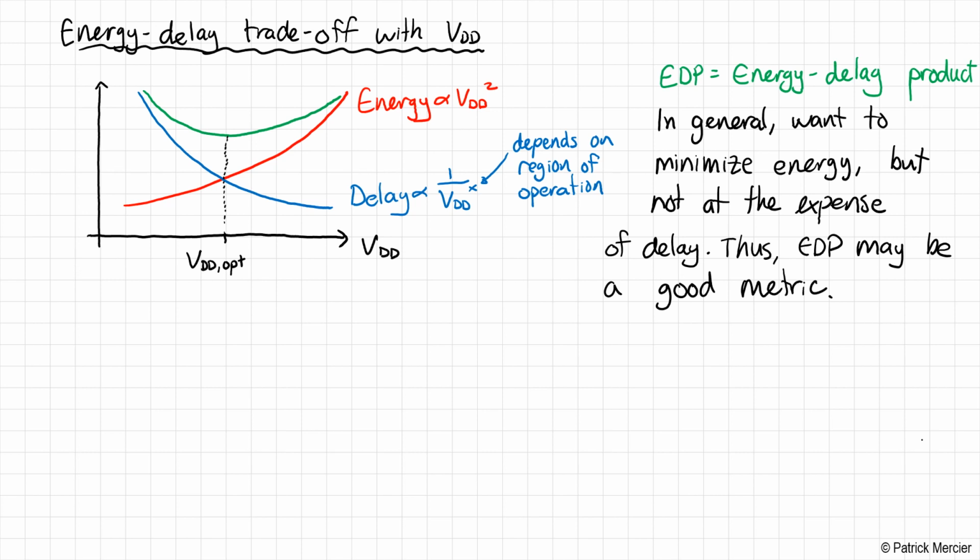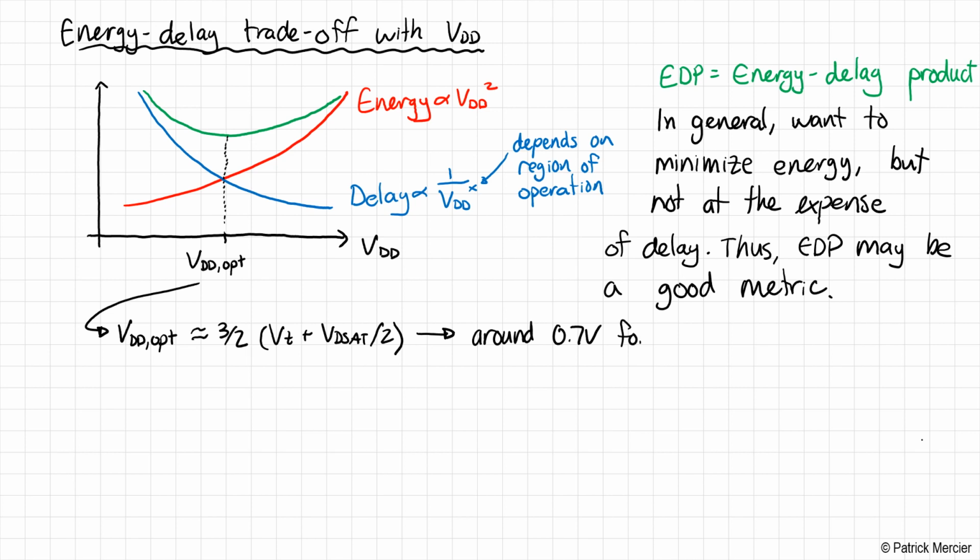Now, if we're looking for the minimum energy point, as we'll describe, that is at a very different supply voltage. If we go ahead and compute what VDD optimal should be, there's a way to derive this. You can check the books for this if you like. It's approximately equal to 3/2 threshold voltage plus VDsat over 2. I believe it's the Rabaey, Chandrakasan and Nikolic book that describes this correctly. If you go ahead and compute this, it's around something like 0.7 volts for modern, or perhaps in this case semi-modern, processes.